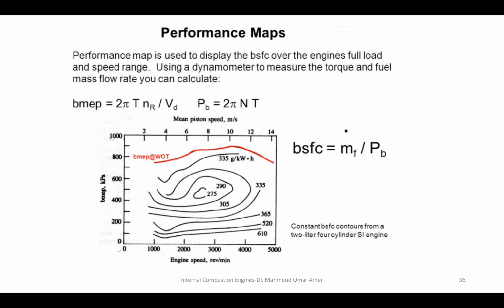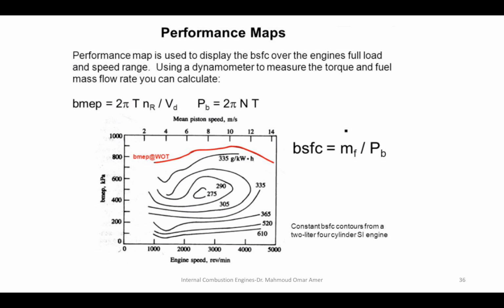Why is that? At lower mean effective pressure, it means lower power. At lower power and the same RPM, when you calculate the specific fuel consumption, which is m_dot fuel divided by the power, the power is small, so the specific fuel consumption is high. As you increase the power, the fuel consumption starts to decrease until you reach a limit. Then the power drops again, the efficiency drops, and the fuel consumption starts to increase again.